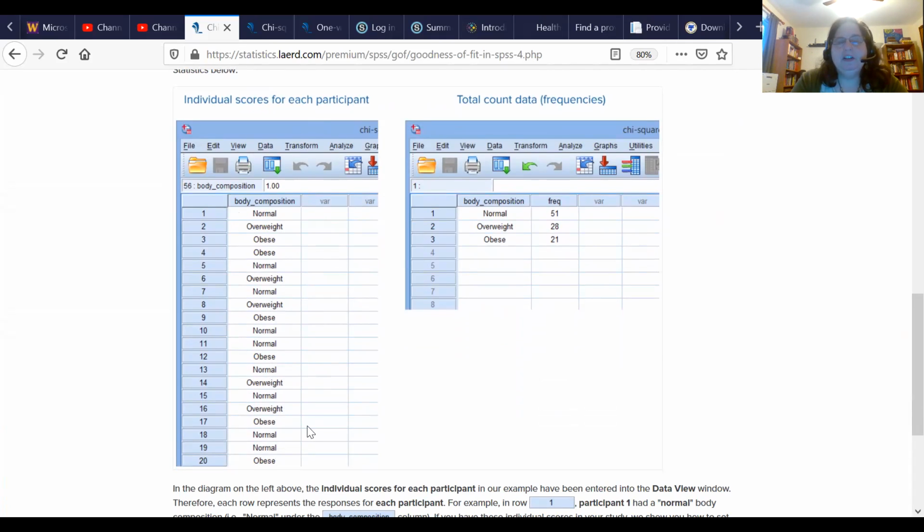But here's something cool about chi-square. You don't have to. All you need are your frequencies. So you could enter normal, that's 1 category, and there are 51. Overweight, 28, obese, 21.